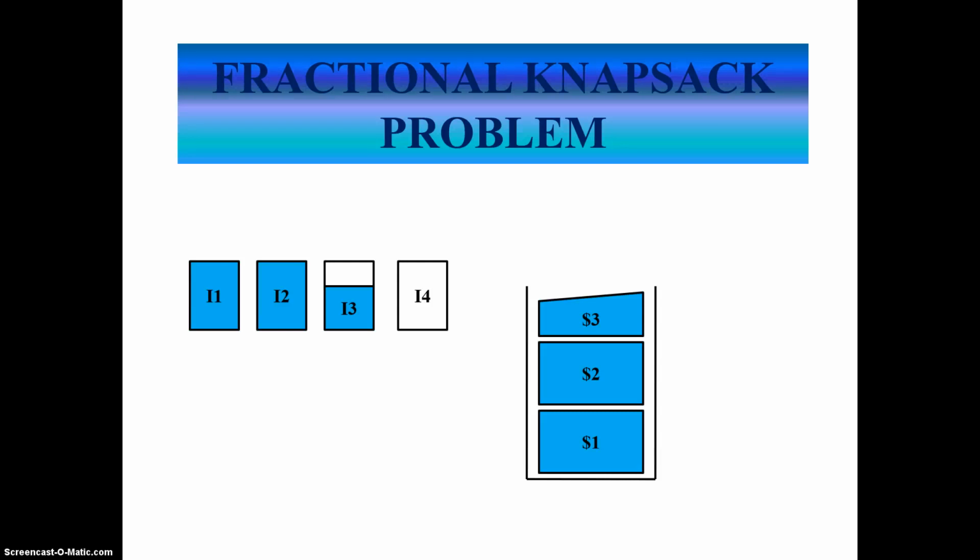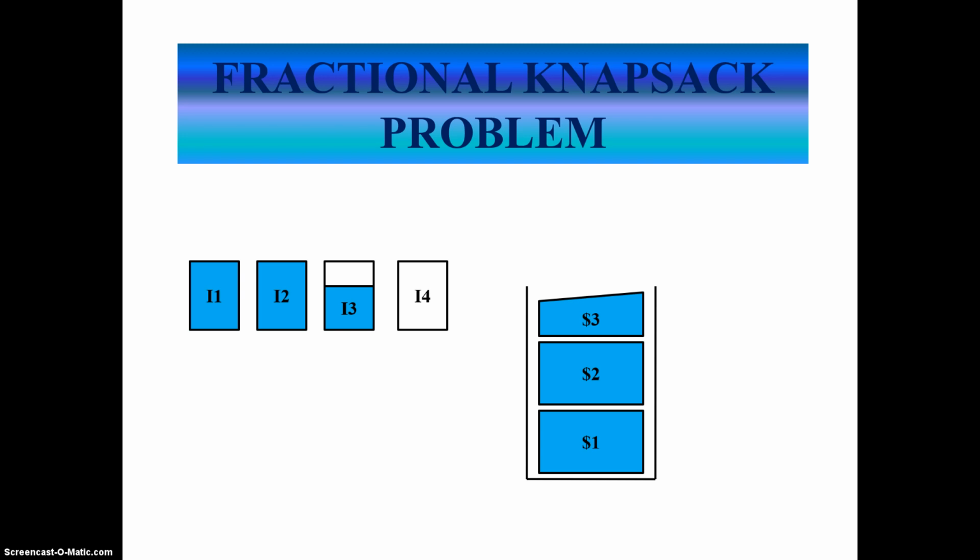Here we discuss the fractional knapsack problem. Here we have taken items I1, I2, I3 and I4. You can see some of the items are taken completely, like I1 and I2, and I3 is taken as a fraction part, and I4 is not taken at all. So, as the name suggests, fractional knapsack problem.